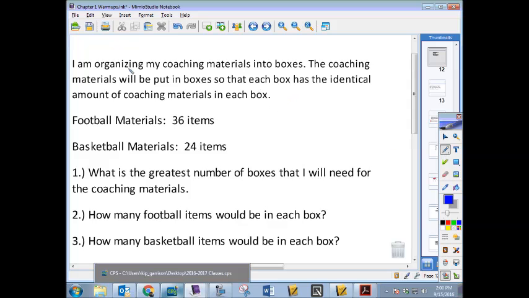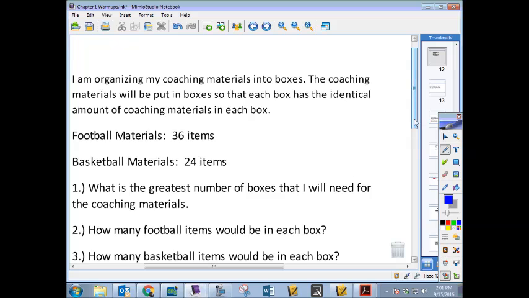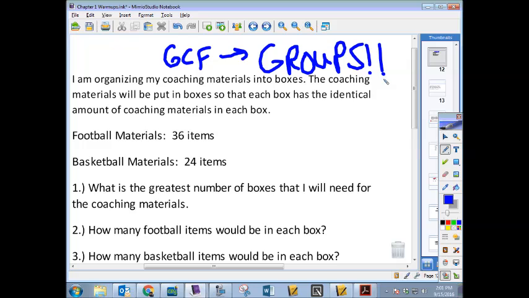Here we go. I am organizing my coaching materials into boxes. The coaching materials will be put into boxes so that each box has the identical amount of coaching materials in each box. So they're identical boxes. First of all, what type of problem is this? You know it's GCF. Why? Boxes. Think groups. Every time be thinking groups. Whenever you're taking items and you're putting them into groups, we're talking about greatest common factor. So again, when you saw the word greatest, you would have to find the greatest common factor.